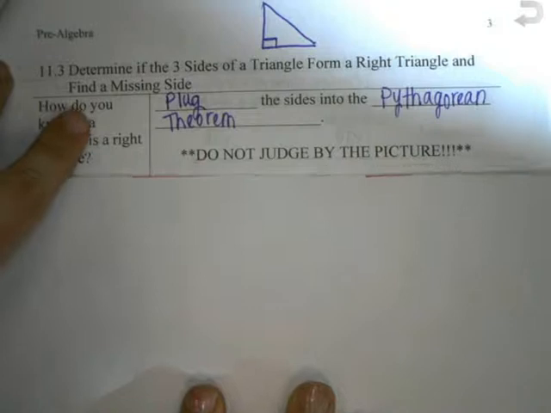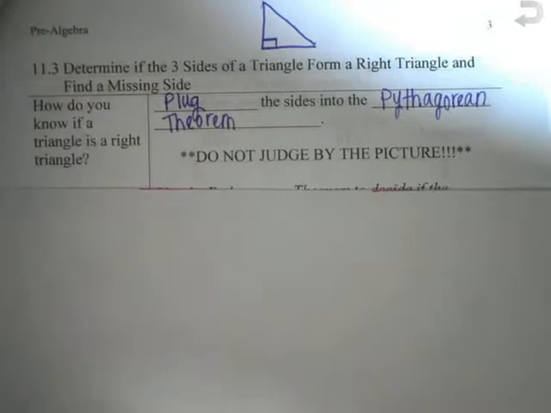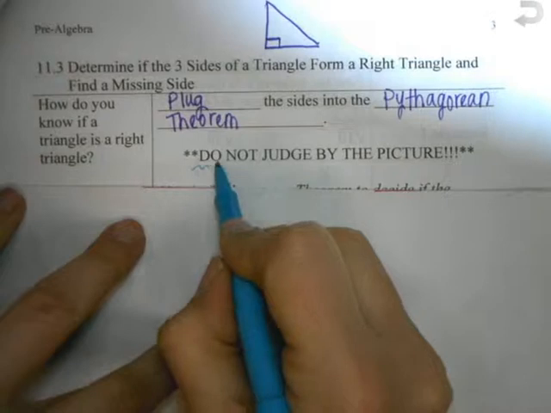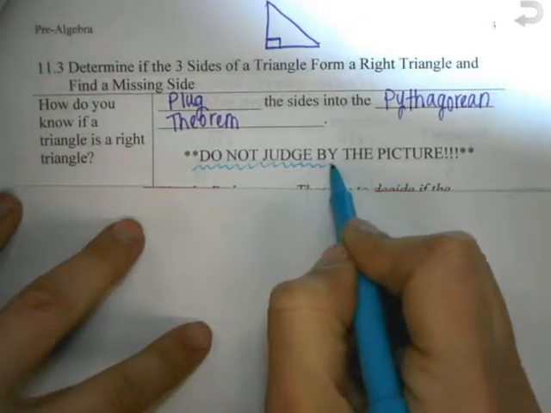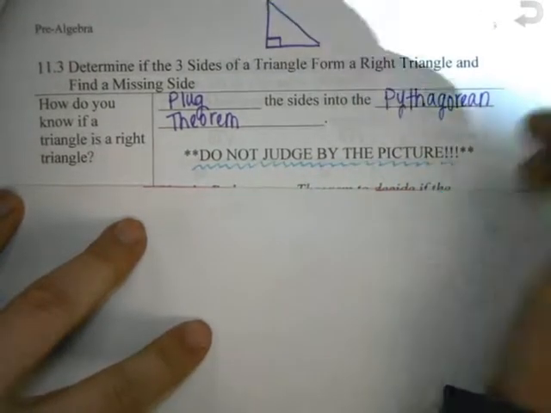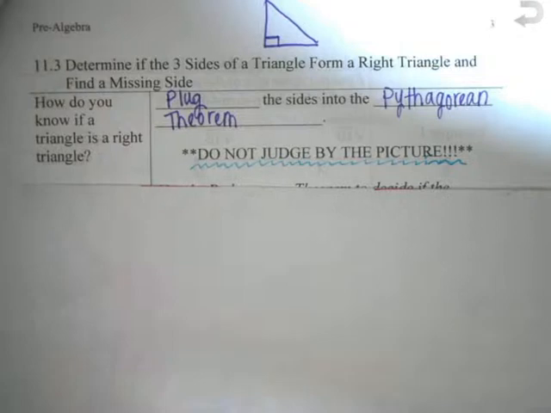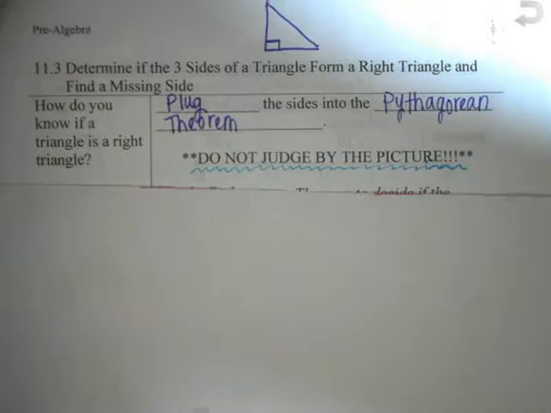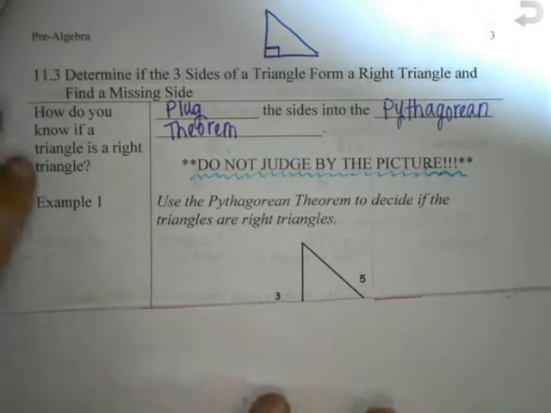So then I wrote it really big for us. Do not judge by the picture. I want you to underline that right now too. It's in all caps, and now you're going to underline it. Do not judge by the picture. You may not assume anything in math. You have to prove it. Okay? So let's look at example 1.